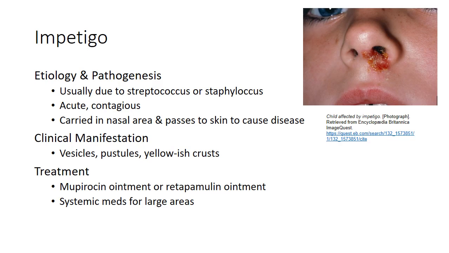Impetigo is the most common cause of infection of the skin, and it is bacterial. It is acute and it's contagious, pretty contagious. It has vesicles, pustules, and then yellowish crusts that form. And actually, a lot of people carry the bacteria in their nares and nostrils all the time, and it passes to the skin and contributes to disease. It's common for hospitalized patients to get impetigo from infected hospital staff. Because hospitalized patients usually have lowered immune systems, they're more susceptible and able to contract the bacteria.